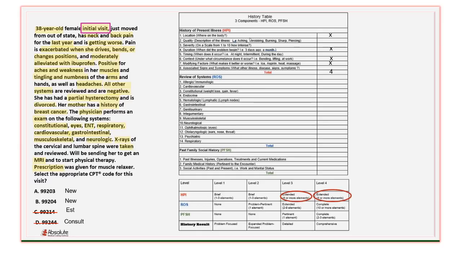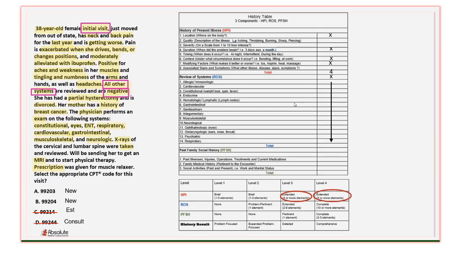Okay, great. So when it says all other systems are reviewed and are negative, that means all these systems were checked. So that means we would count all of these systems, whether there was a problem or not. That means that they were reviewed. So anytime it says all systems are reviewed and are negative, you would just count them all, okay? Hope I'm making sense when I say that. Let me make sure. Do you guys get that?